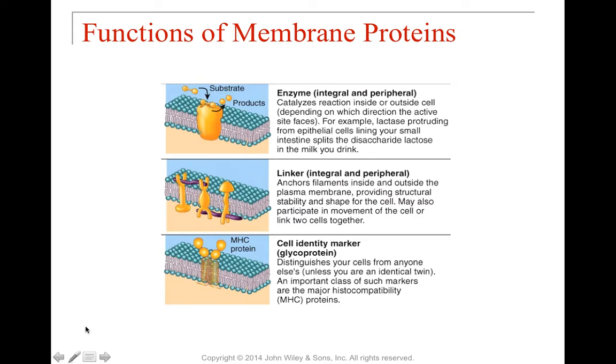And on the outside, we also have these glycoproteins. Now, glycoproteins are basically identity markers. They're going to distinguish one cell from another cell. Not just distinguishing a heart cell from a brain cell, for example, but also distinguishing my heart cell from someone else's heart cell.